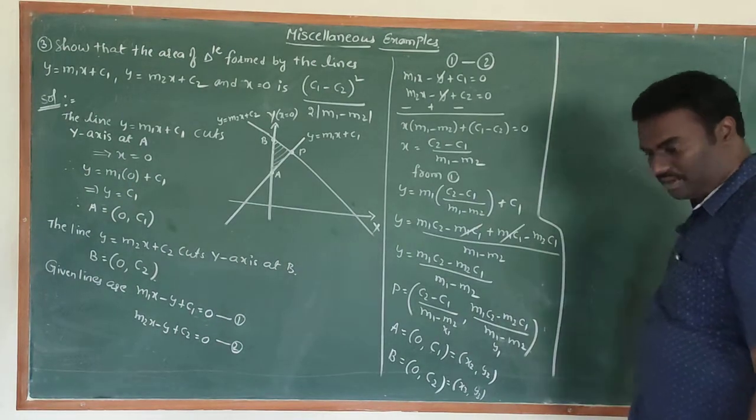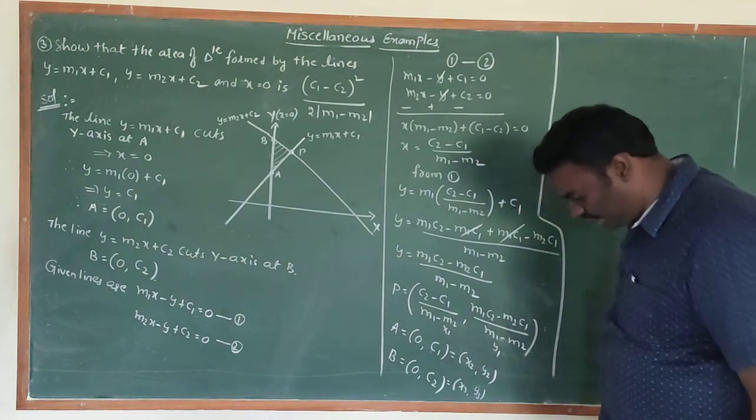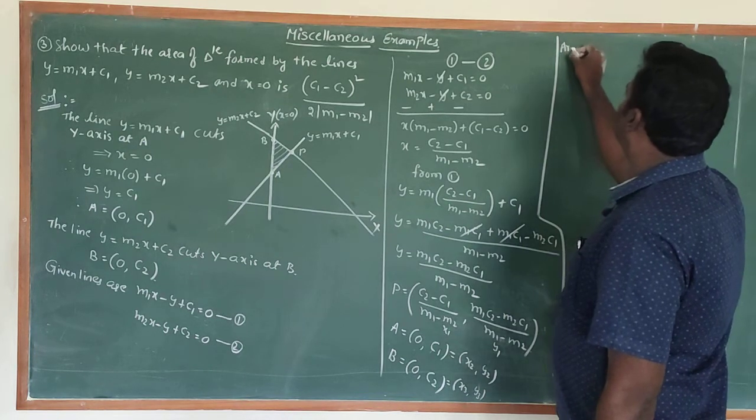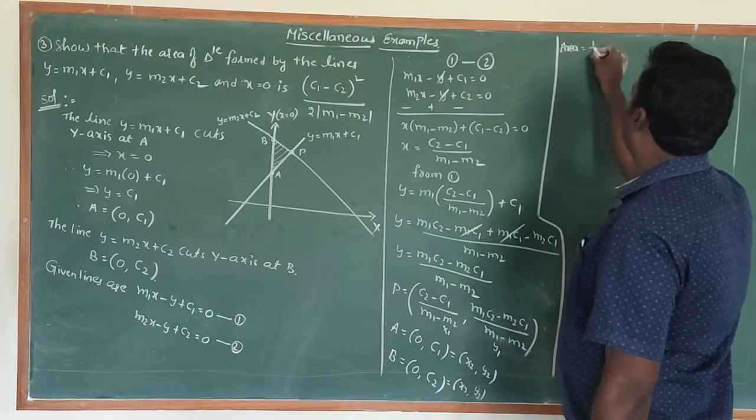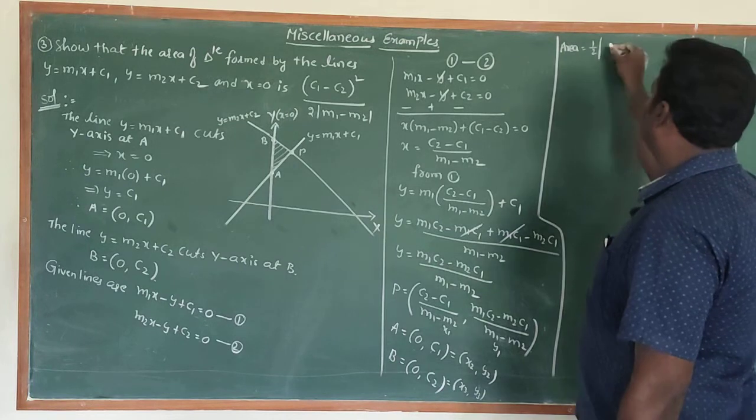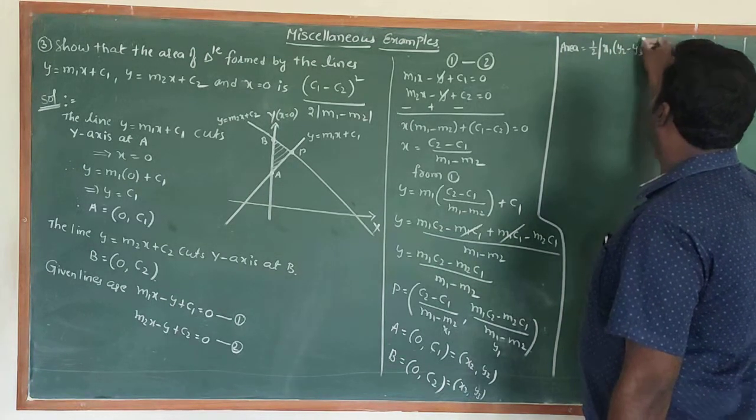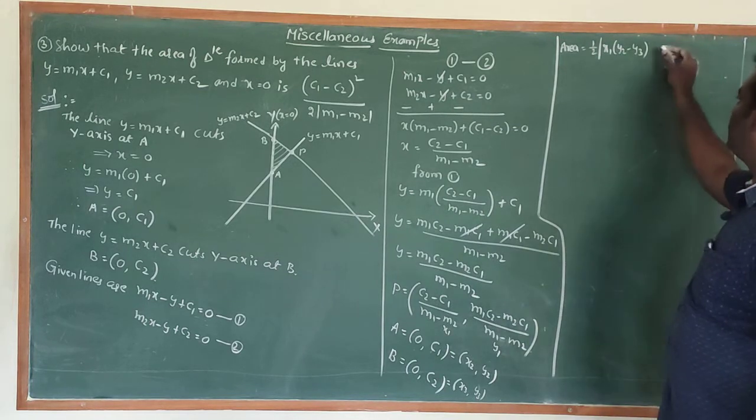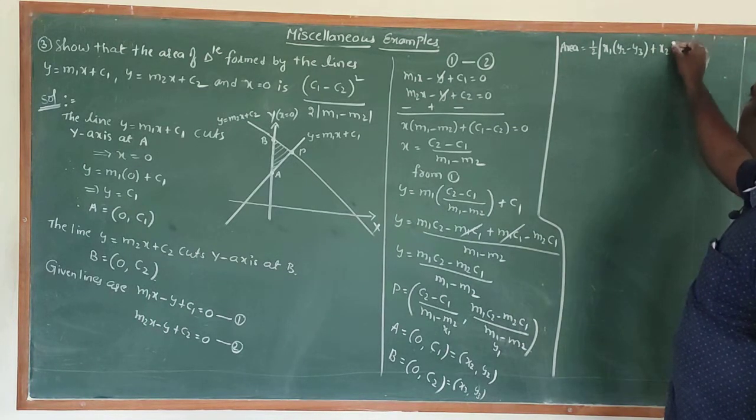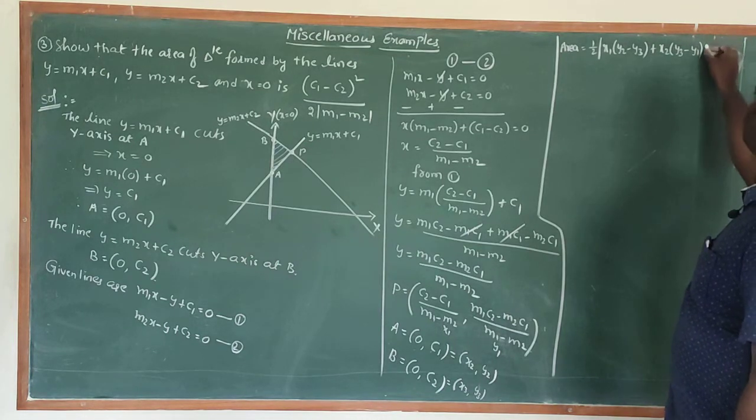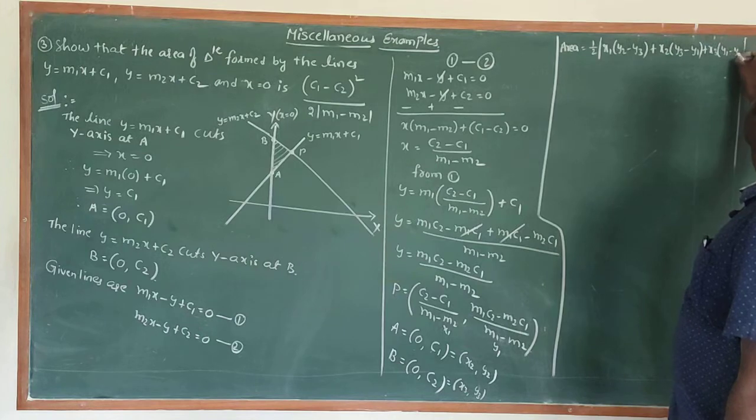What is the formula for area of triangle? Okay. Now area equals half modulus of x1 into (y2 minus y3) plus x2 into (y3 minus y1) plus x3 into (y1 minus y2).